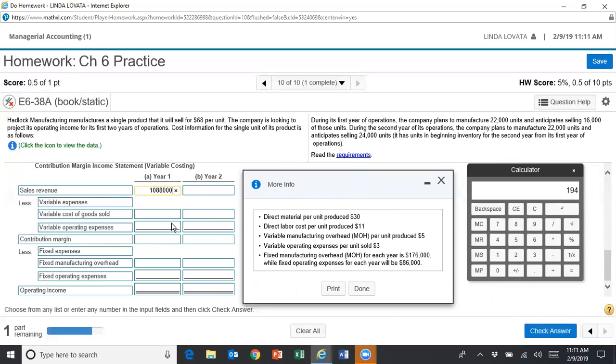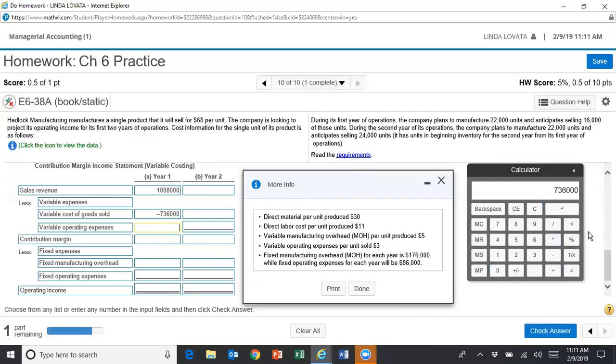I'm just going to go from, I remember that number. My variable cost of goods sold. That's going to be my 30 plus my 11 plus my 5. So $46. And again, you might want to write that down because you're going to need it again. That's times the amount we sold. I'll go ahead and put the zeros in there. Gives me $736.